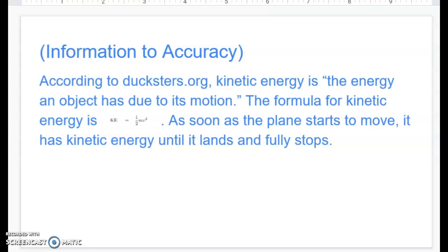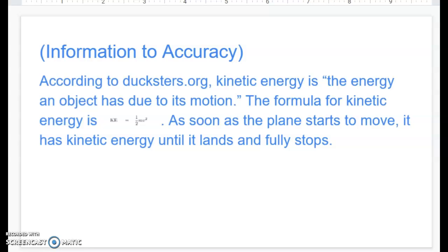My second element to standard pairing is information to accuracy because I wanted to explain what kinetic energy is, the formula used, and an example of how kinetic energy works. So, according to Duxers.org, kinetic energy is the energy an object has due to its motion. So basically, kinetic energy is the amount of energy that an object uses when it's moving.